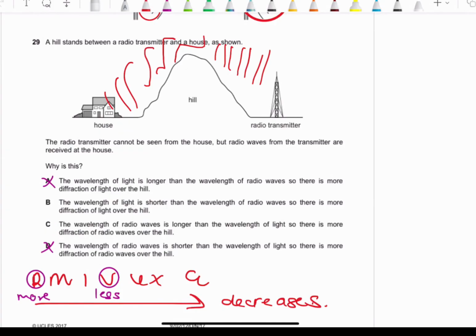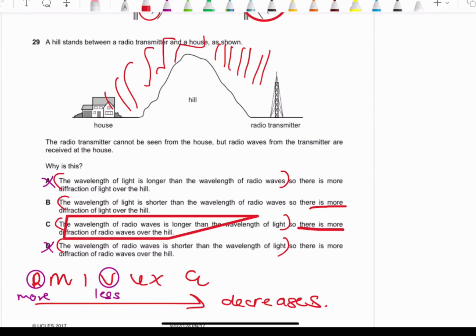Because of the first statement, which is ending here, A and D are actually wrong, right? But considering B and C, we're left with these statements over here. There is going to be more diffraction, actually. There's going to be more diffraction.